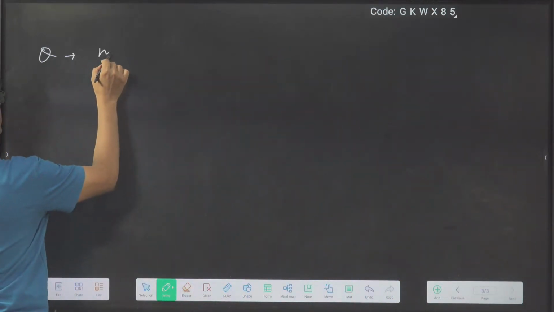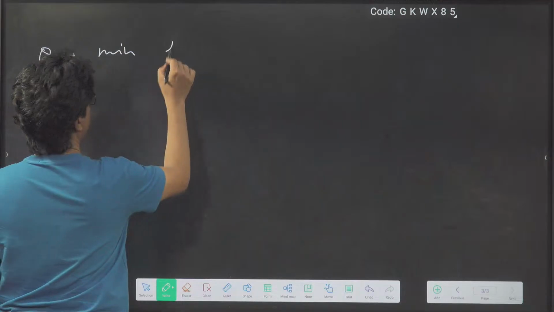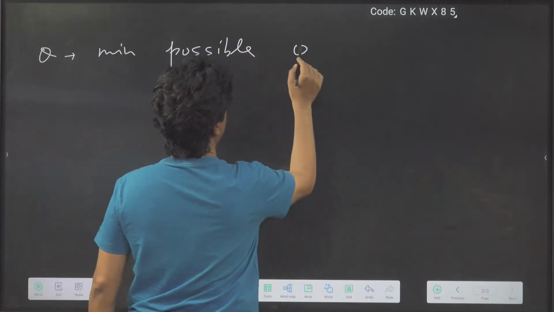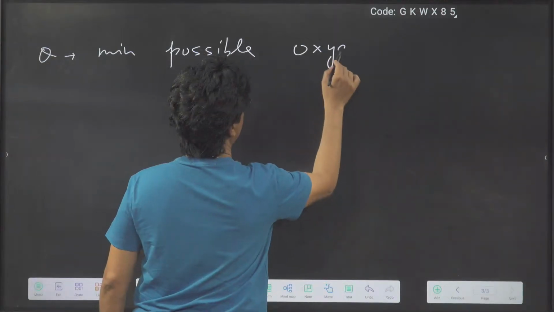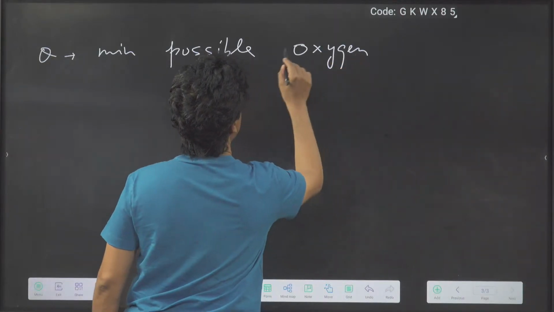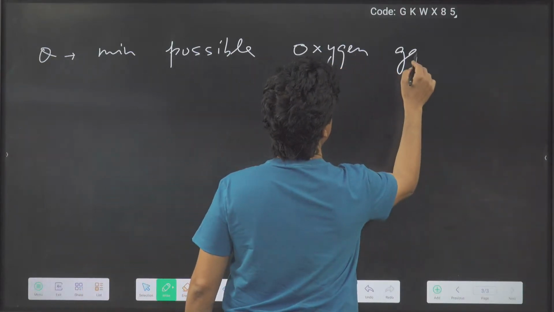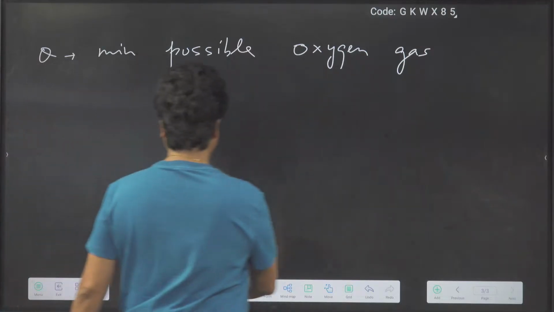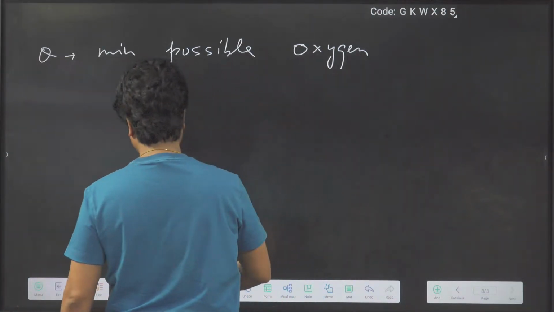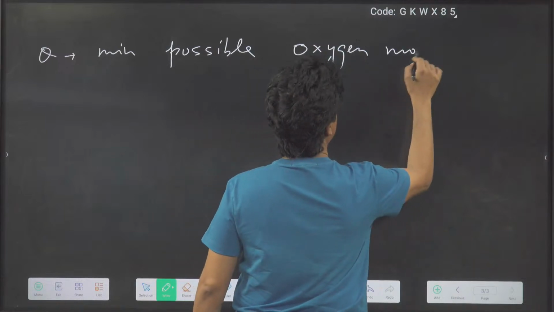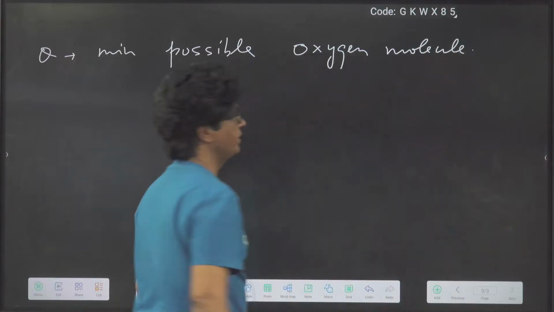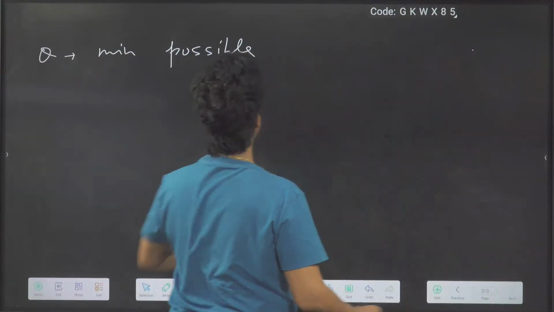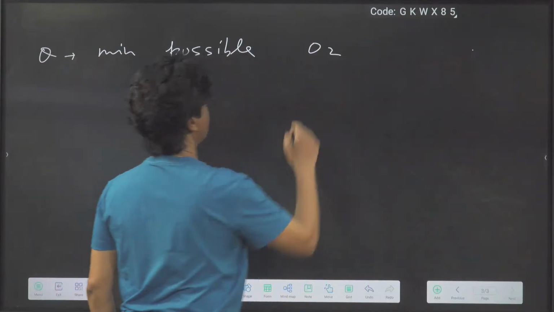Okay, tell me the minimum possible oxygen gas. Gas means, I mean, not gas, I'll say oxygen molecule, or simply I'll write this as O2, right? Let me write this down as O2.